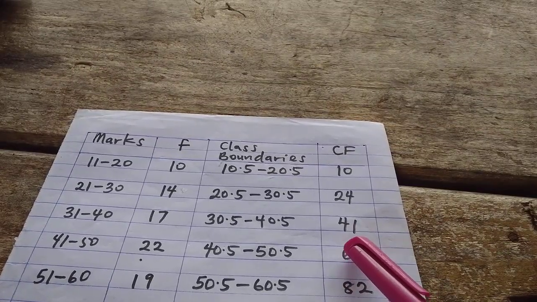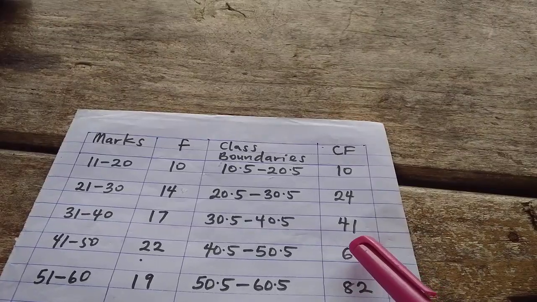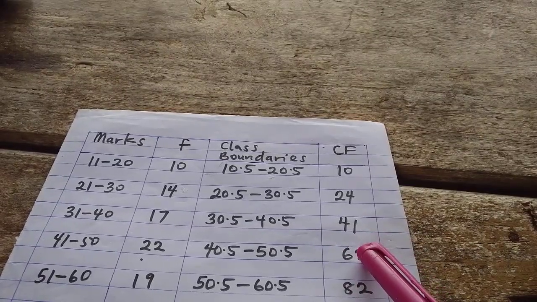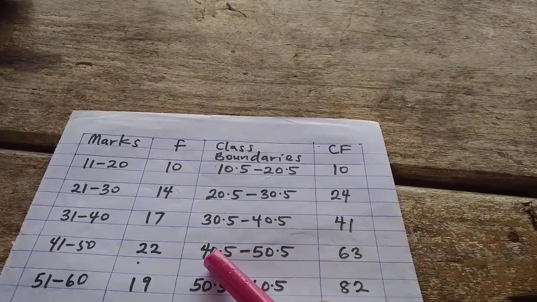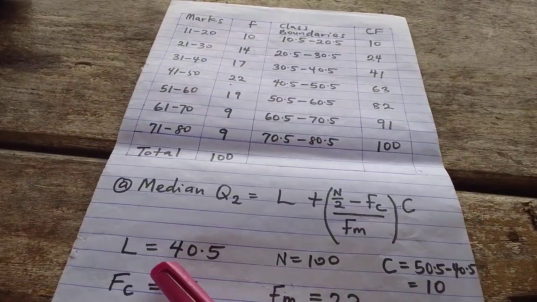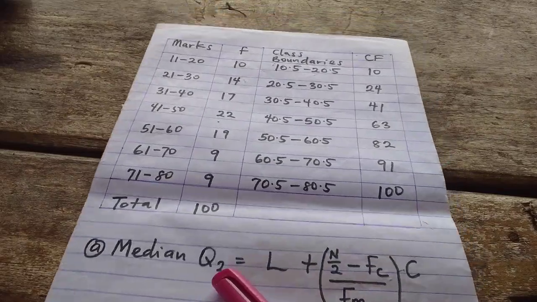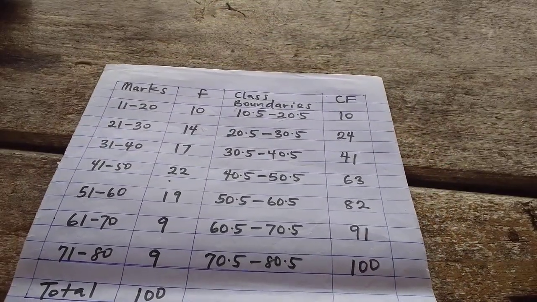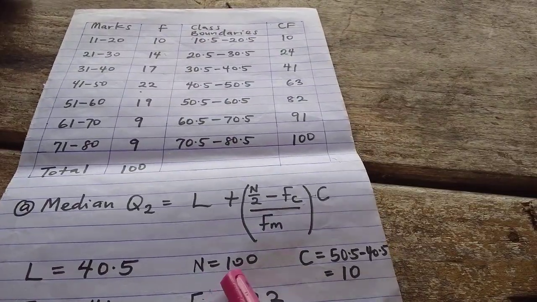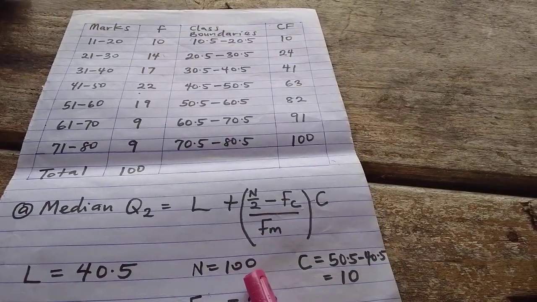So that means the median is going to be in this group. So the lower class boundary of this class will now be what? 40.5. So that is what you write. So L is equal to 40.5. So now let us move on. We are going to know the value for our N. Our N is what? 100.